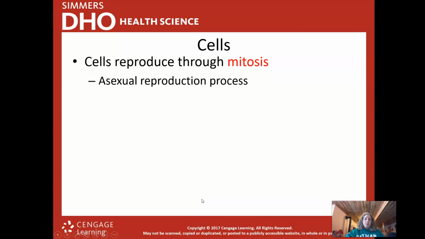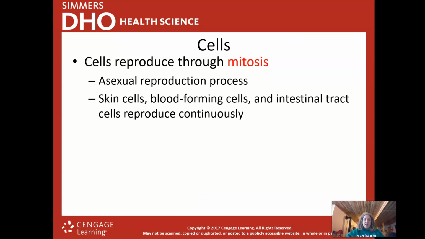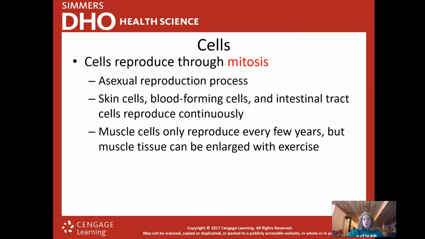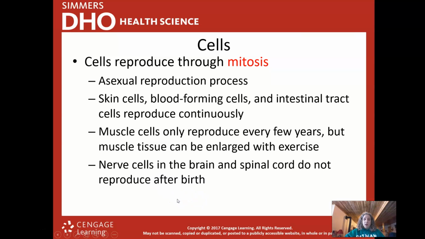So cells reproduce through mitosis. It's an asexual reproduction process. Skin cells, blood-forming cells, and intestinal tract cells reproduce continuously. Muscle cells only reproduce every few years, but muscle tissue can be enlarged with exercise. Nerve cells in the brain and spinal cord do not reproduce after birth.